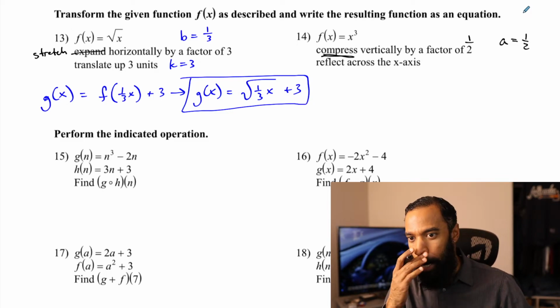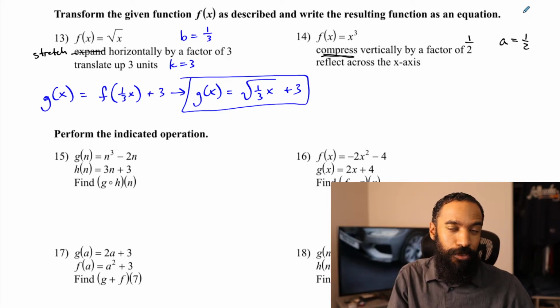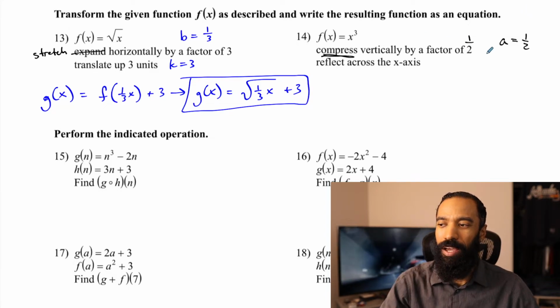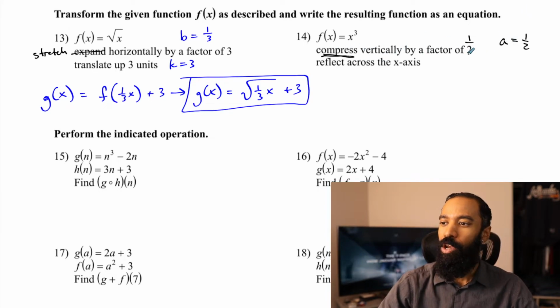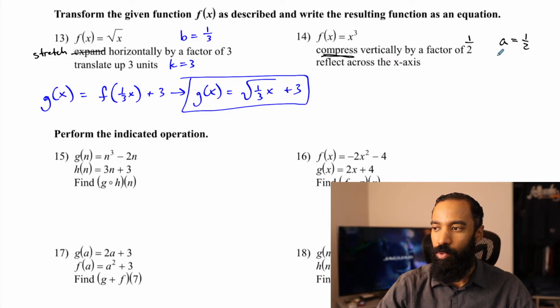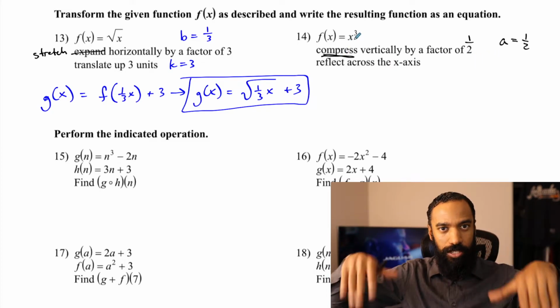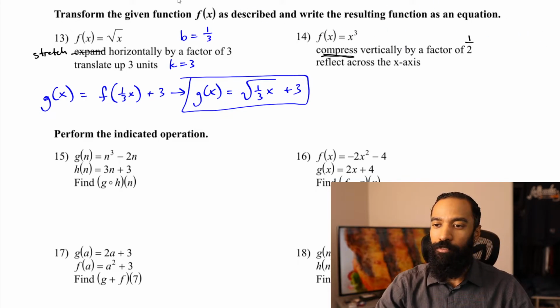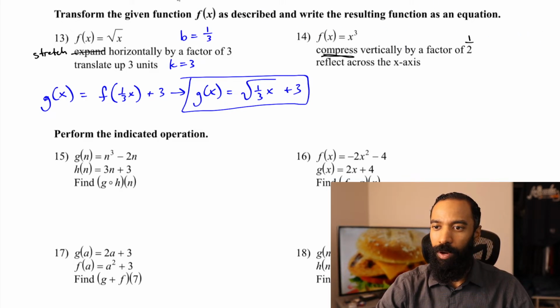It's just like saying translate down -3 units. Shouldn't we just say translate down 3 units? Yeah. Anyway, a is 1/2, compressed vertically. Reflect across the x-axis. That actually has to do with a as well. Reflecting over the x-axis is flipping it over vertically. That means that a is negative. So this a of 1/2 is actually a is -1/2.